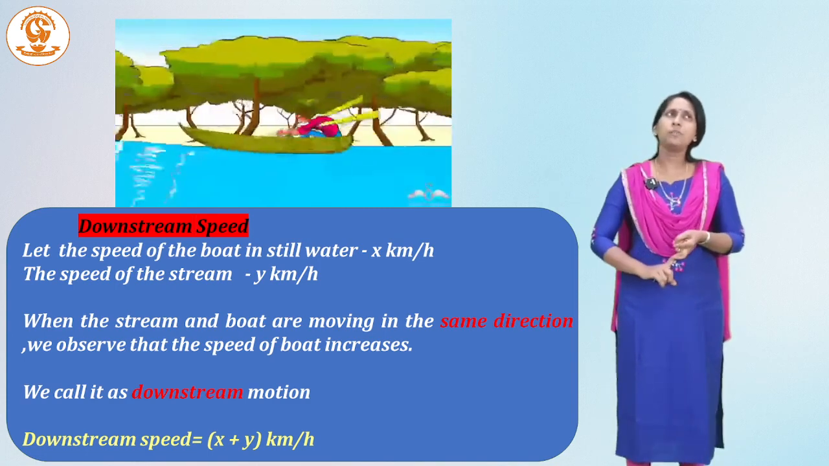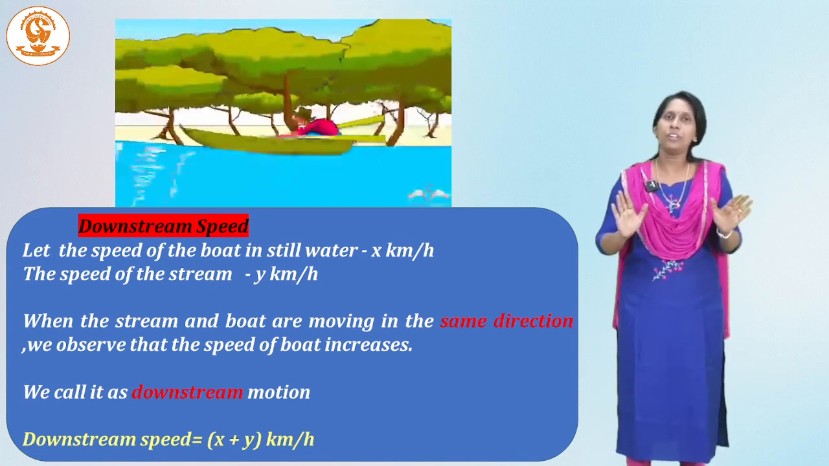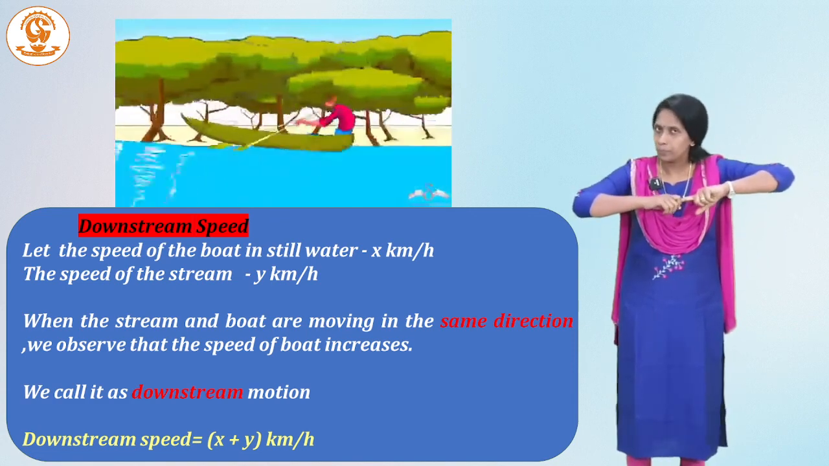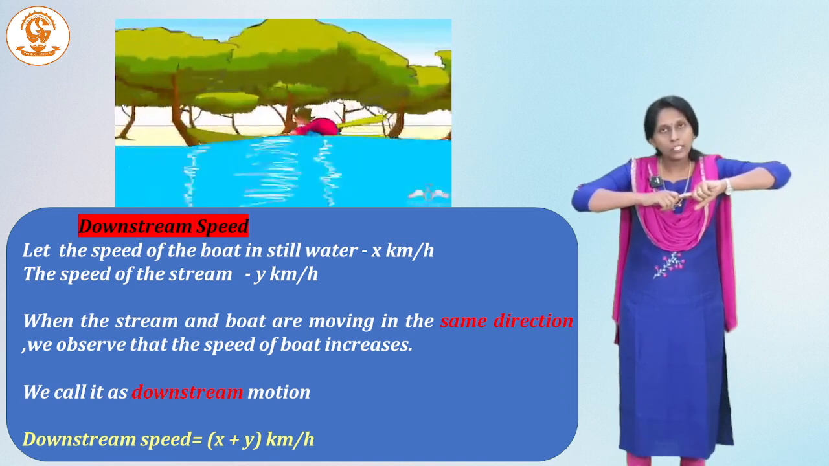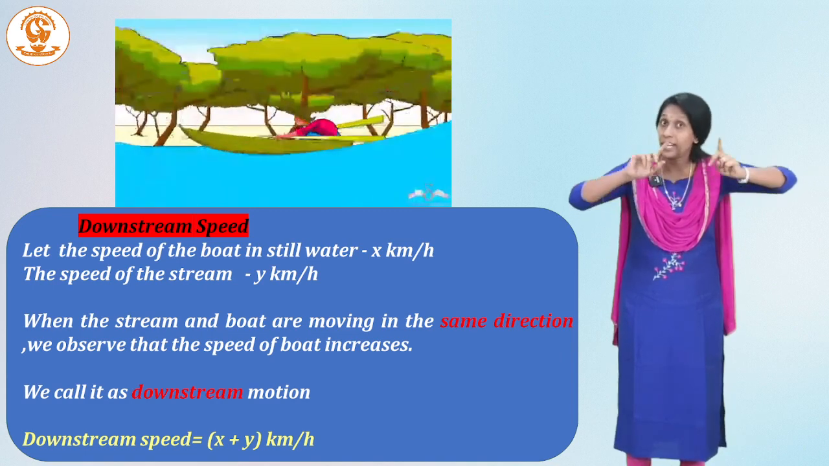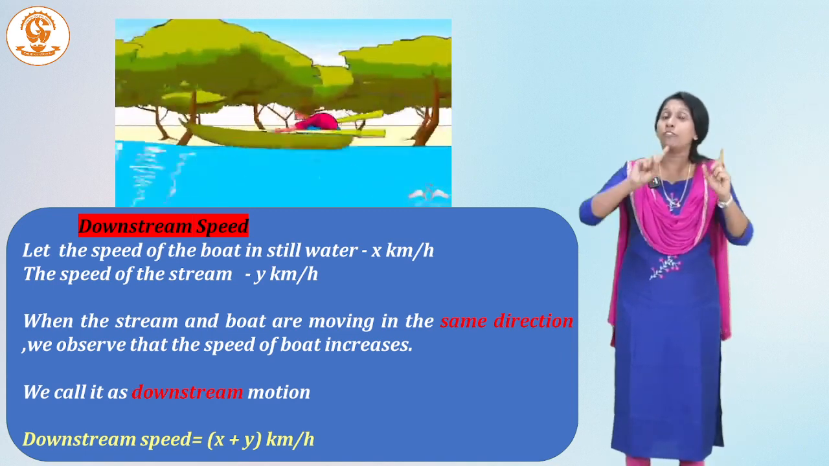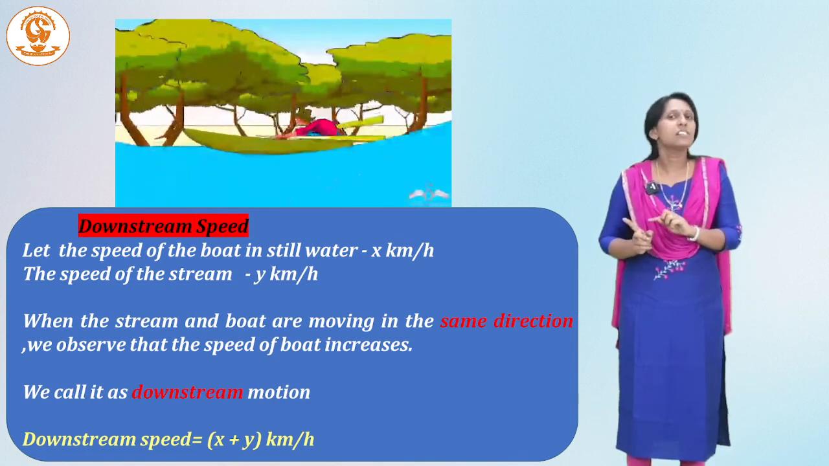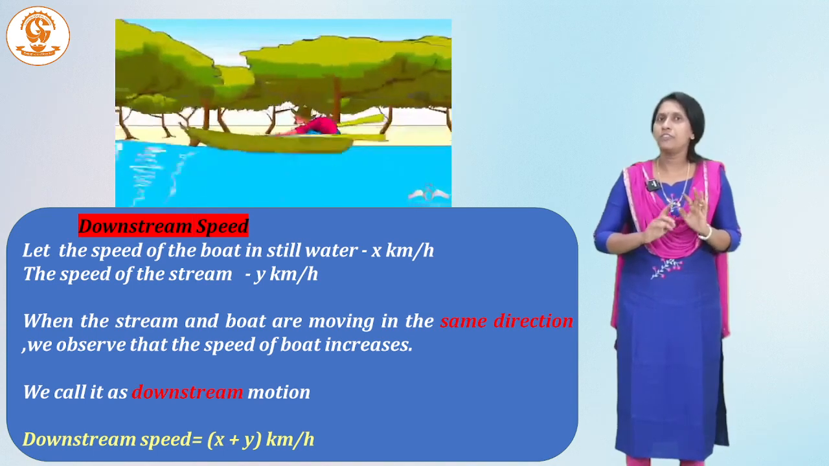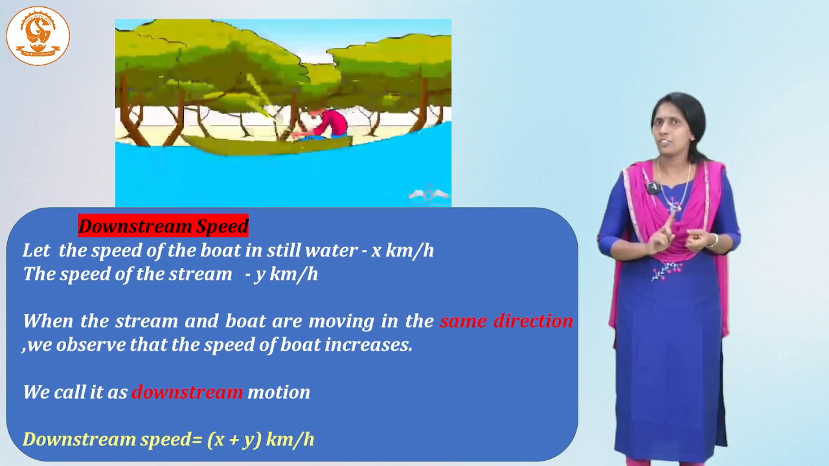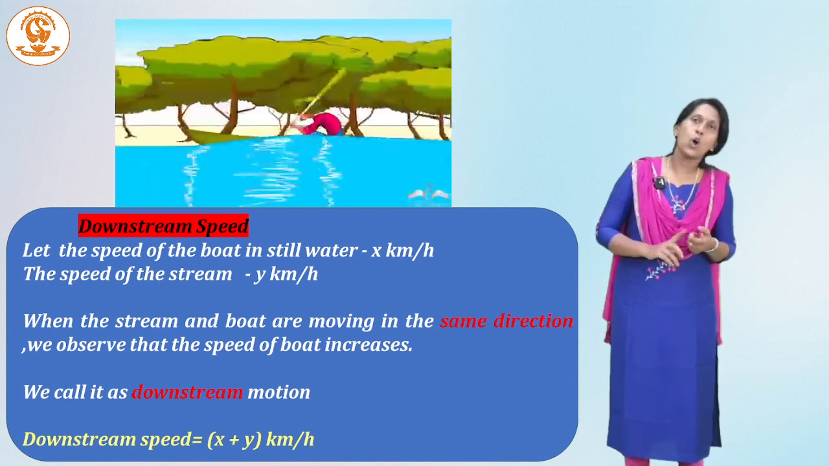Now, this upstream speed and downstream speed, is it clear to everyone? So upstream speed is equal to x minus y, and downstream speed is equal to x plus y, where x denotes the speed of the boat in still water and y denotes the speed of the stream. Okay, clear? Now, no confusion with the previously learned concept of relative speed? Is there any confusion? No. Okay, so now let's discuss the question once again.